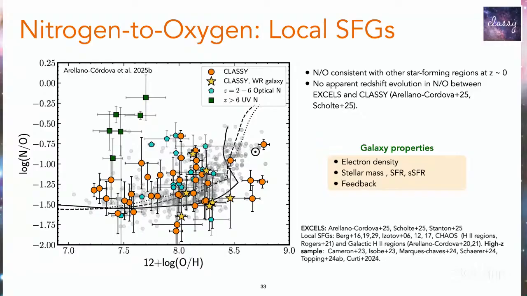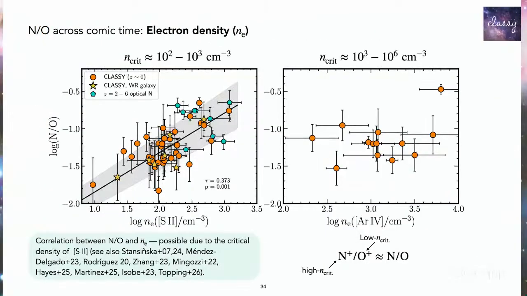So what is happening with that? In CLASSY it is really important because CLASSY has a lot of properties derived by other people. For example, we can determine electron density, we have stellar mass, star formation, and we have feedback, also the information on the outflows, the velocity of the gas of these galaxies. In the case of density, we have here the sulfur density and nitrogen overall. What we found here is a correlation between density and nitrogen overall. So high nitrogen overall means high density.